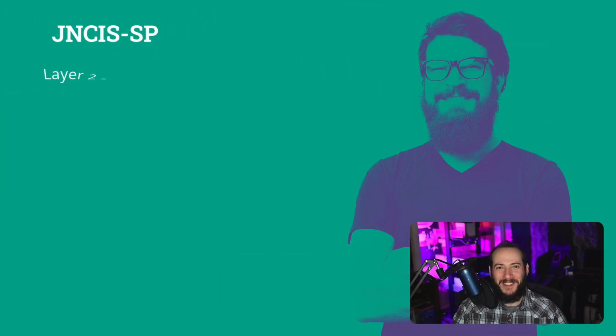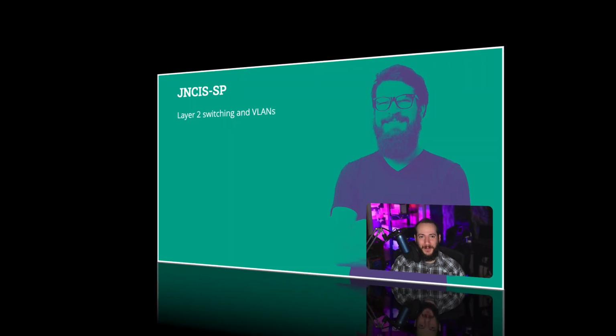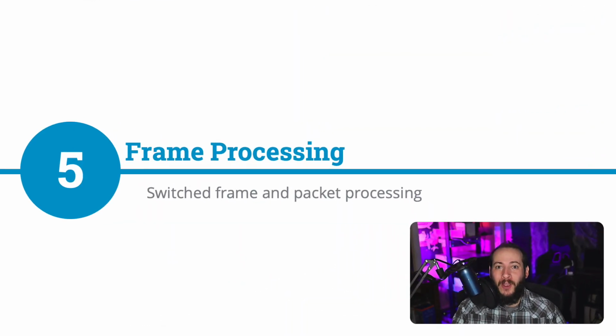Hello and welcome back to this course, covering the exam topics for the JNCIS-SP certification. In this section of the course, we're reviewing Layer 2 switching and VLANs, where we're covering Layer 2 switching mechanisms and Ethernet switching configurations in Junos. In this video, we'll be covering frame processing.